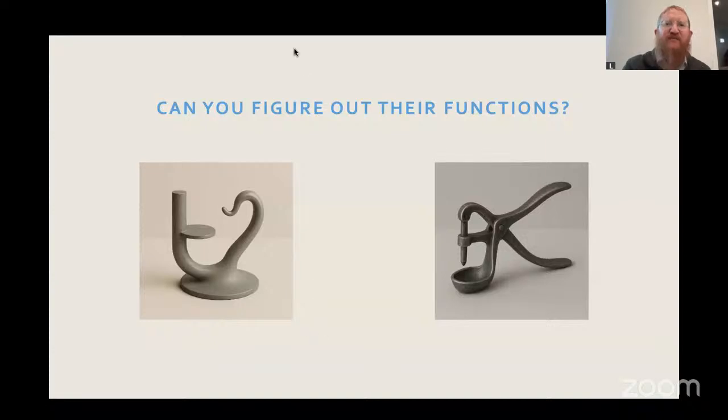First, I think somebody might have put something in the chat. Let me see. Somebody said the one on the left looks like a pipe holder or cigar rest, and the right looks like a nutcracker or olive pitter. Very good. Very interesting. We will come back to these answers and ideas a little later in today's class.